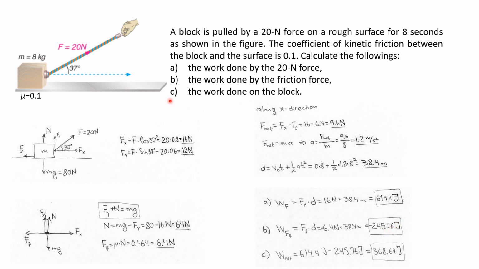Now we have to calculate the net work done on the block. So the work that is done by us pulling, and the friction force, which usually dissipates as heat when the block rubs against the surface. So you have 614.4 joules minus 245.76 joules, which comes out to be 368.64 joules, and that's the answer for part C. And that's pretty much the solution for the problem. Thank you.